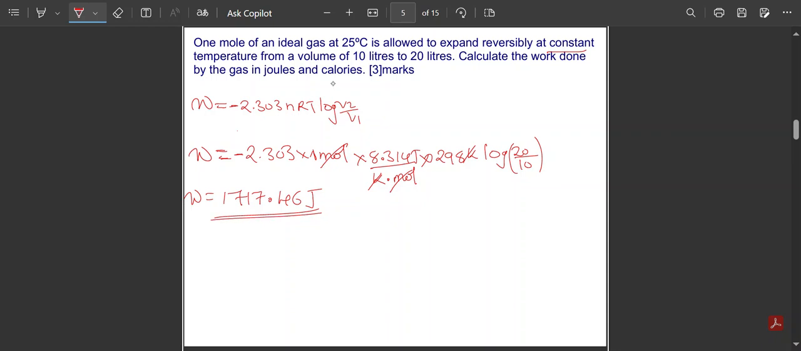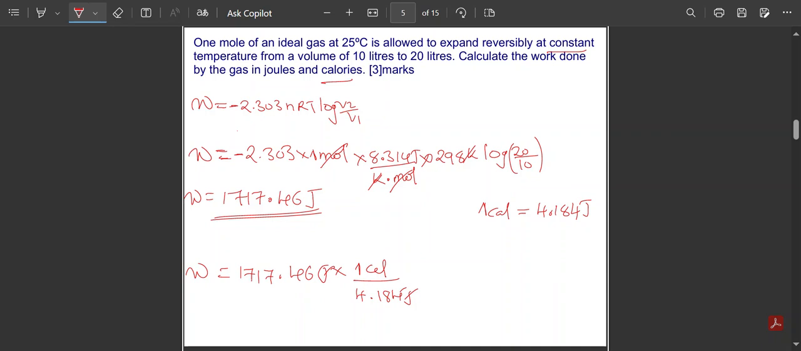Then they said you can calculate also in calories. To calculate in calories, we need to know that 1 calorie is equal to 4.184 joules. So we can substitute there by saying work is equal to 17,717.46 joules times 1 calorie over 4.184 joules. So the joules will go, then we can divide from there, and you'll be able to find your answer in calories.